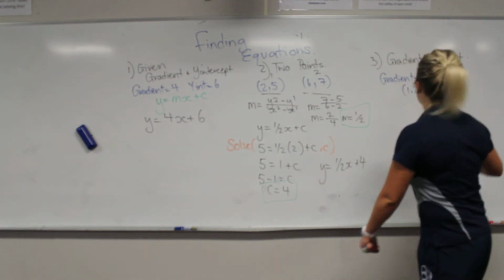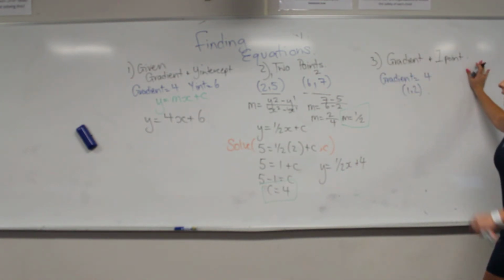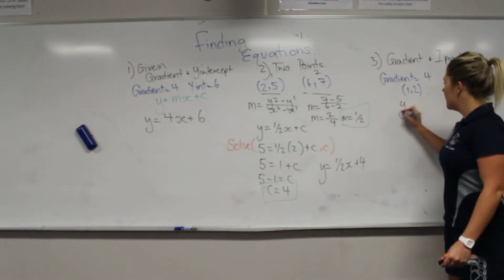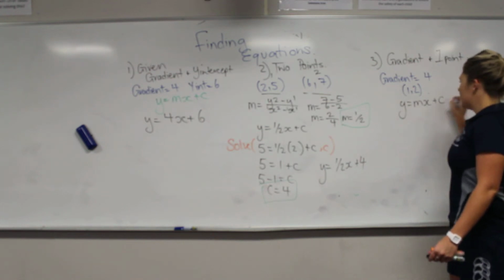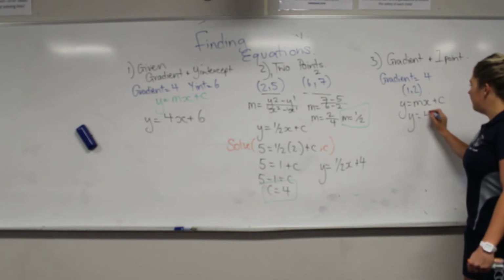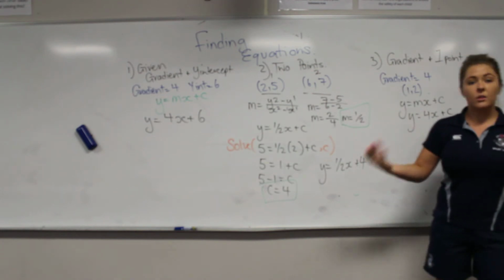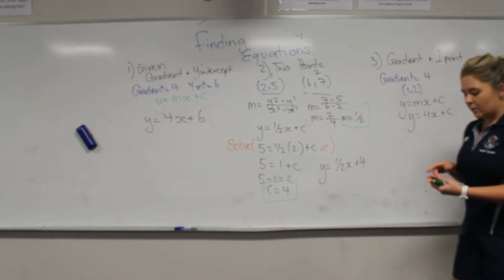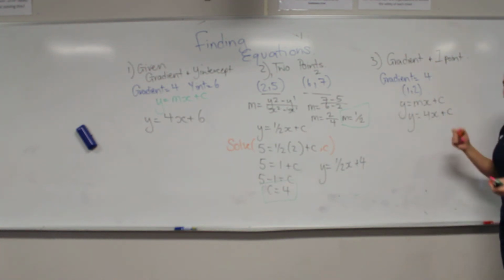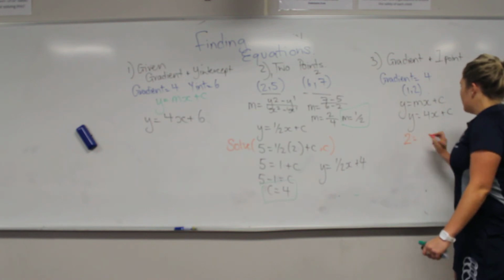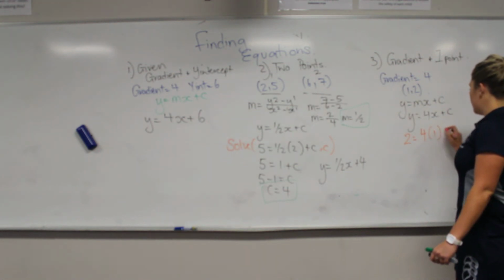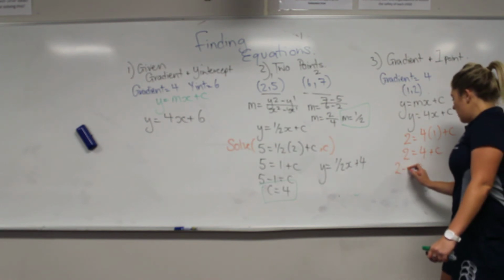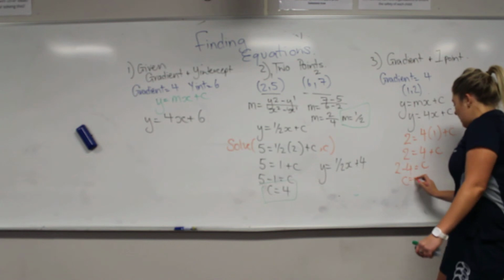Nice and straightforward. The last one is if you are given the gradient and one other point. Okay, we know our gradient equals 4, so we can substitute that into y equals mx plus c. That can go in straight away. Y equals 4x plus c. We still don't know what our y-intercept is. Similar to this, we're going to substitute in our point to find out what it is. So 2 equals 4 times 1 plus c. 2 equals 4 plus c, 2 minus 4 equals c, c equals -2.